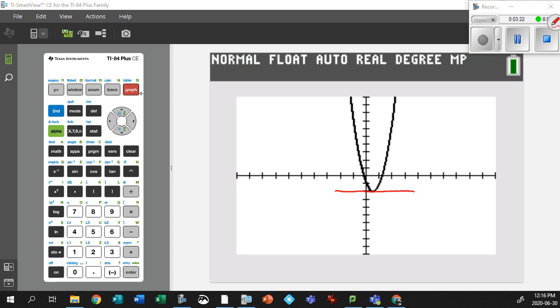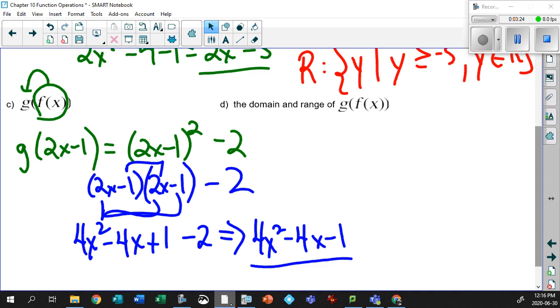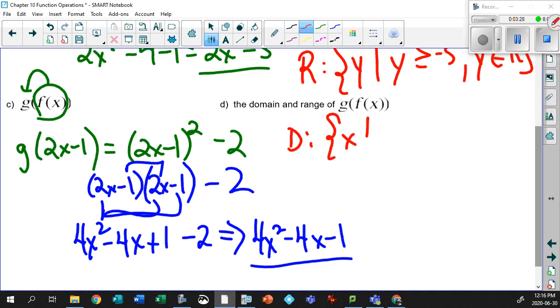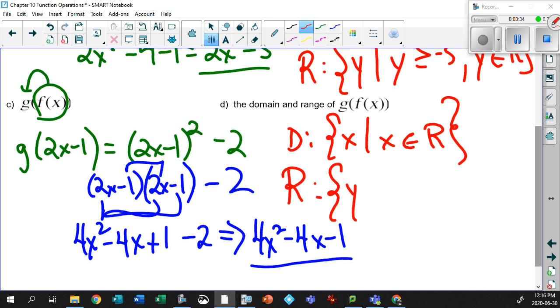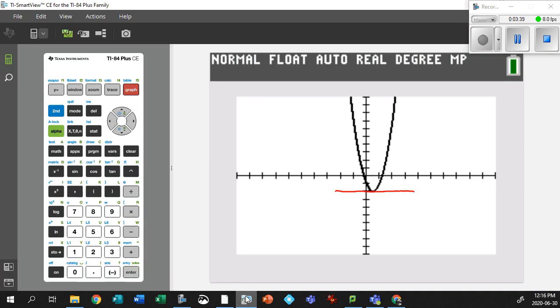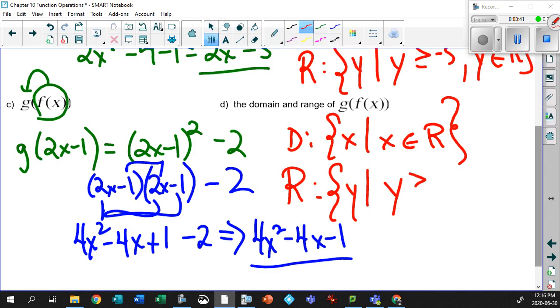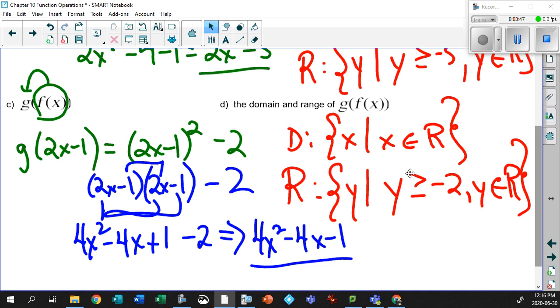So now we are at -2. Domain, again, is everything: x such that x is an element of R. Range was y such that y was greater than what? Looks like -2 to me. Greater than or equal to -2, and y is an element of R as well. Okay, so by using your calculator and a little bit of algebra and a little bit of smarts, these questions can actually be fairly straightforward.